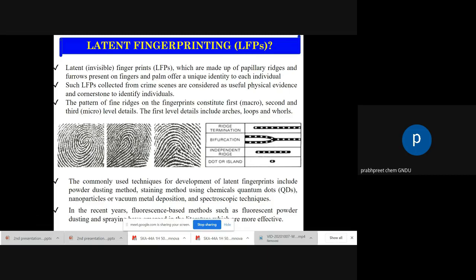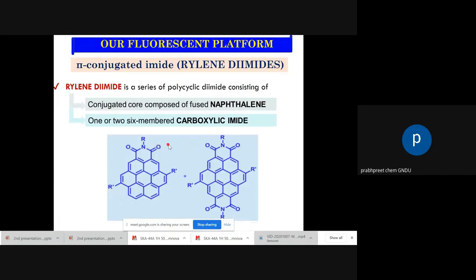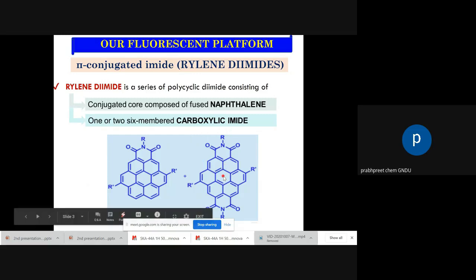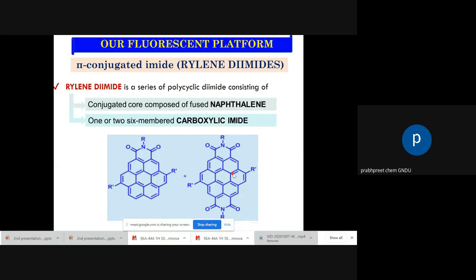The commonly used techniques for development of latent fingerprints include the powder dusting method and the staining method using some chemicals. In recent years, fluorescence-based methods such as fluorescent powder dusting and spraying have emerged in the literature, which are more effective. The prospect of visualization of latent fingerprints based on pi-conjugated aromatic diamides is widely expected because of their photochemical, thermal, and chemical robustness, hydrophobicity, extended planar delocalized pi core, non-toxicity, and easy chemical functionalization, but scarce reports are available for such application.